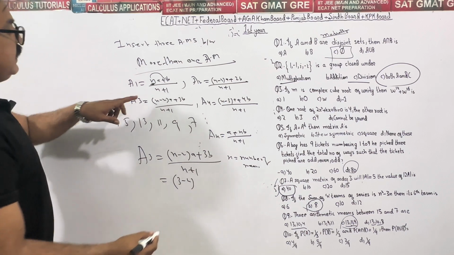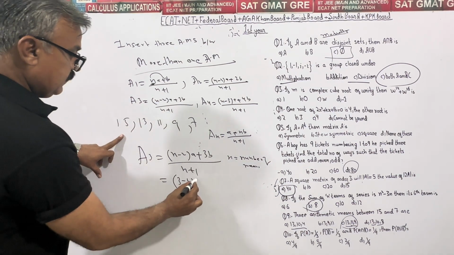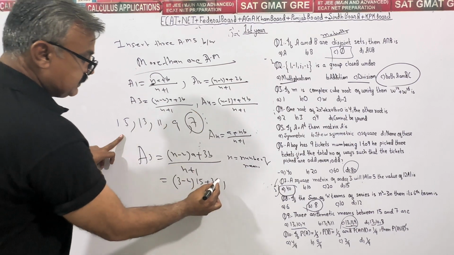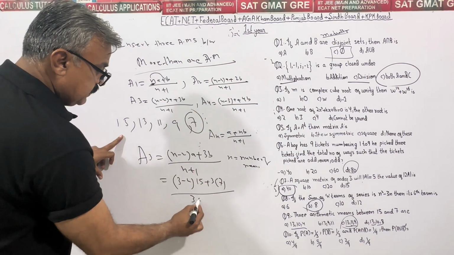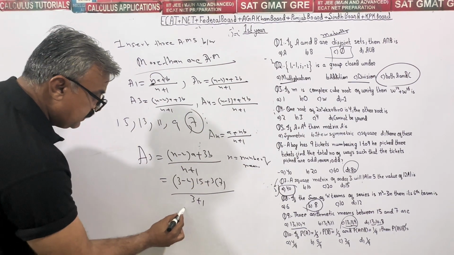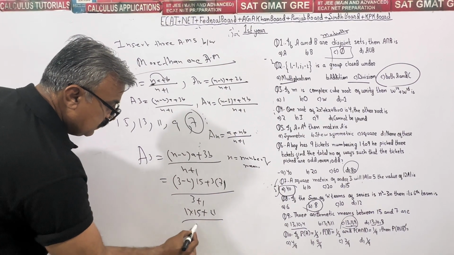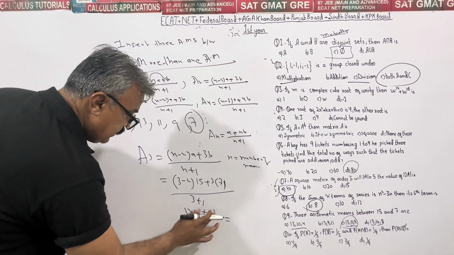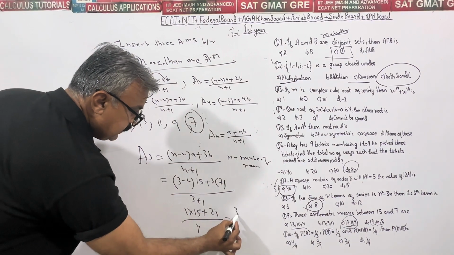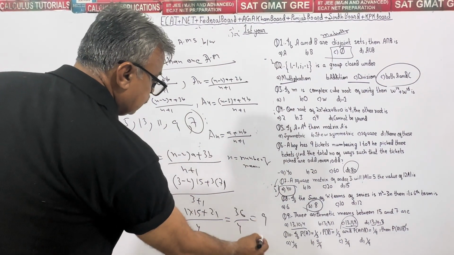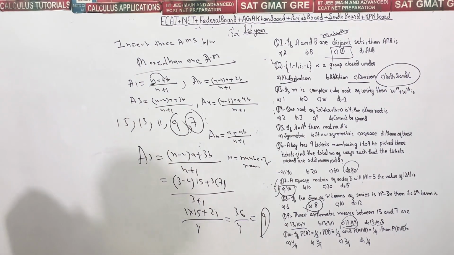3 minus 2, what is a? a is the first term, 15, plus 3 times b, the last term, 7, over 3 plus 1. 3 minus 2 is 1. 1 times 15 plus 3 times 7 is 21, over 4. 15 and 21 make 36. 36 divided by 4 is 9. And 9 is our third arithmetic mean.